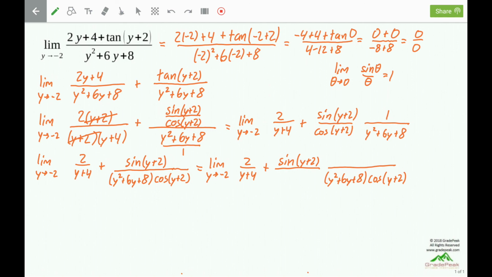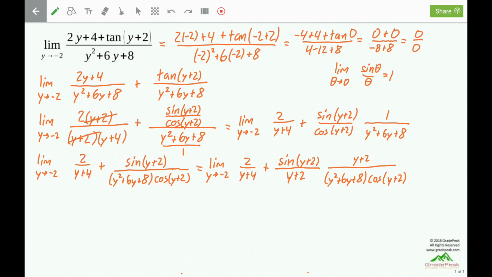Sine of phase y plus 2 in the numerator needs a y plus 2 in the denominator. To compensate for that, we put a y plus 2 in the numerator in the other fraction. We now have the phase match identity for the sine fraction. The other fraction is still 0 over 0 because we have a power function making a 0 here and a power function making a 0 there.